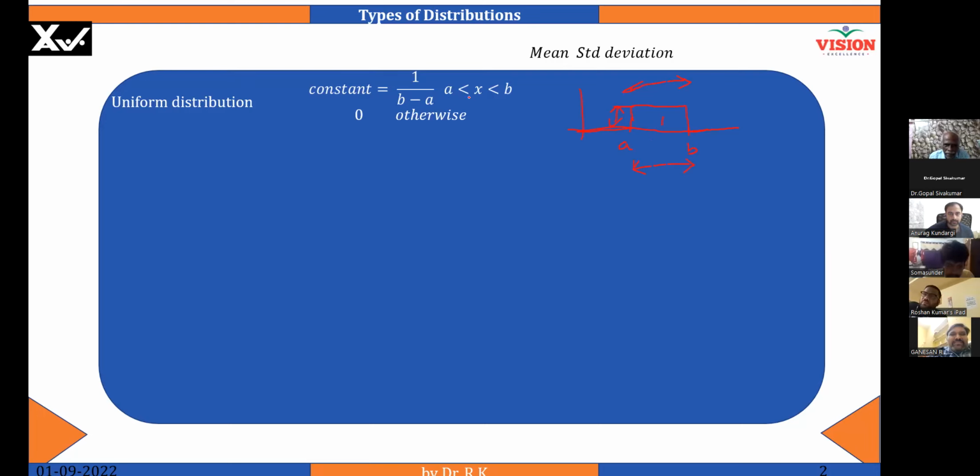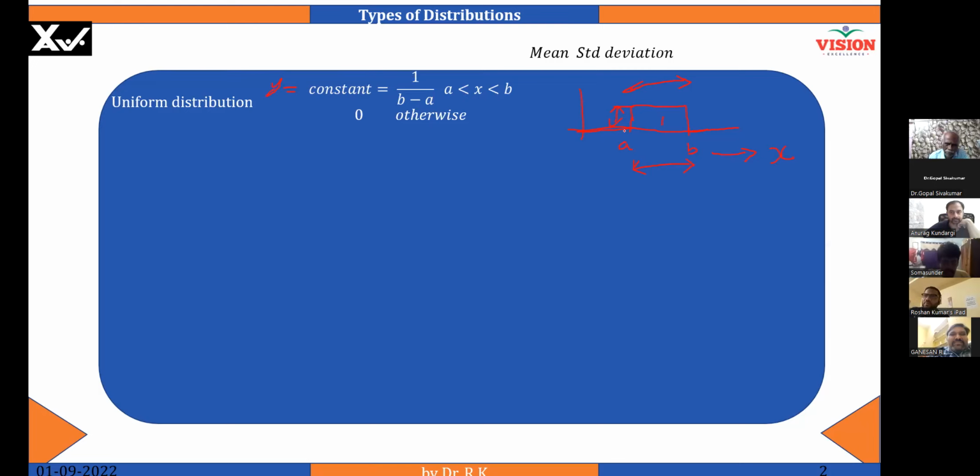What is the meaning of x greater than a, less than b? This is the x-axis. X is varying only from a to b. Only in this region it is valid, and then the height is 1 by b minus a, which is constant. Because a and b are constant, therefore this is the graph. Understood? And 0 otherwise. If x is not between a and b, it is 0. The value of this is nothing but the value of y. y is equal to a constant, and the constant is obtained by 1 by b minus a. Clear?